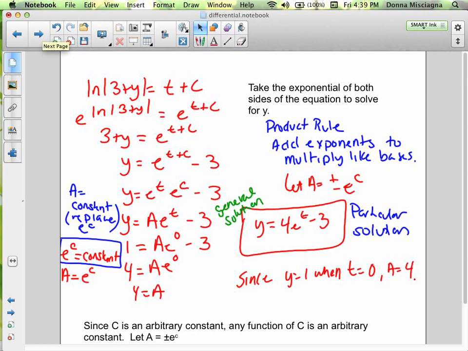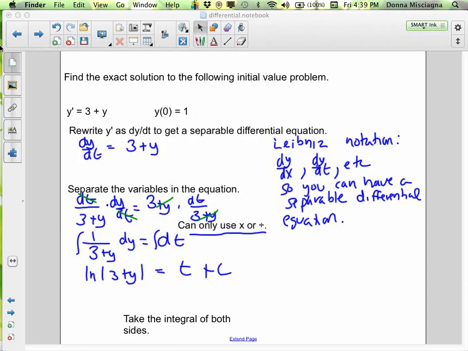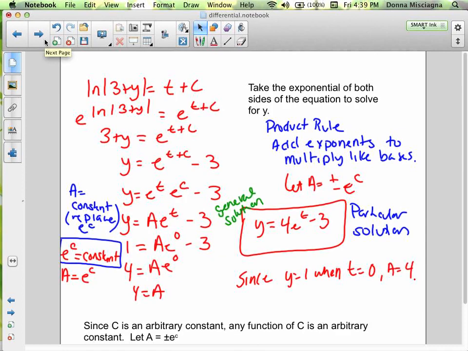Now, this was a particular value, and the particular value that we were given is y of 0 equals 1. So I'm going to plug in 0 for t and 1 for y, and we're going to solve for our a value. Right? Because now I don't have a c. Since c is an arbitrary constant, any function of c is an arbitrary constant. And so we're letting a equal plus or minus e to the c. That is a constant.